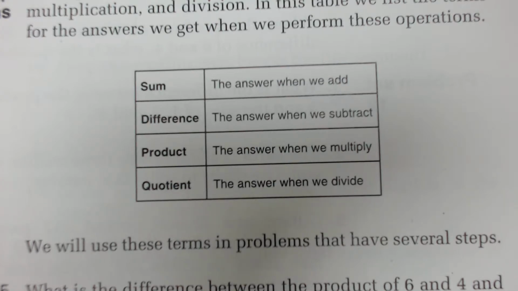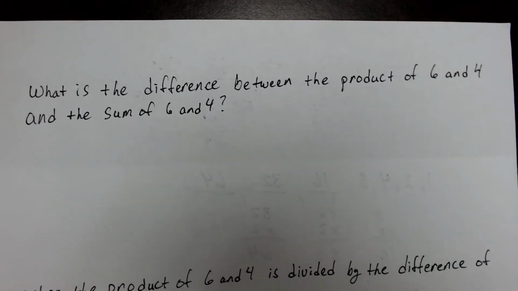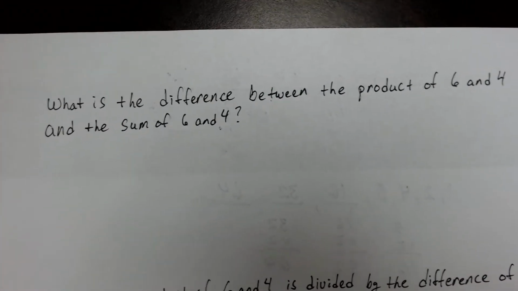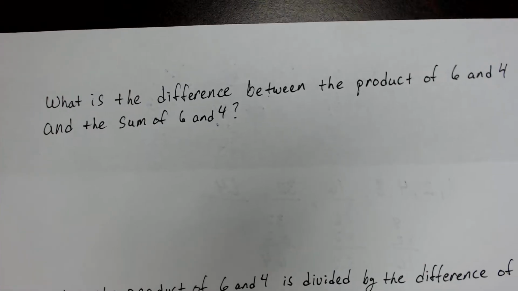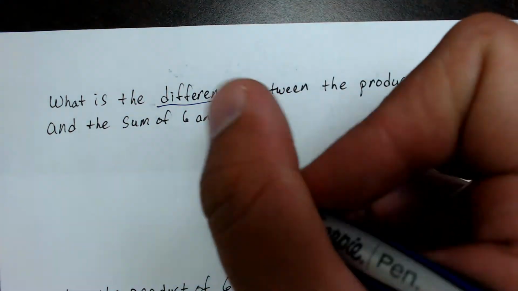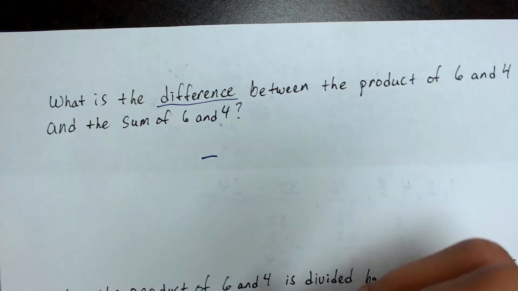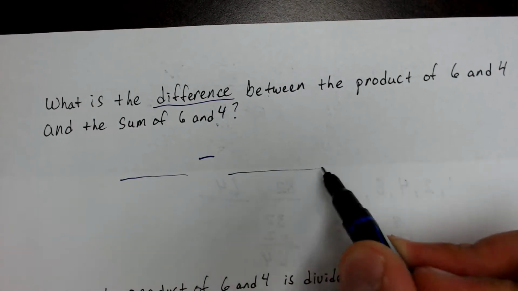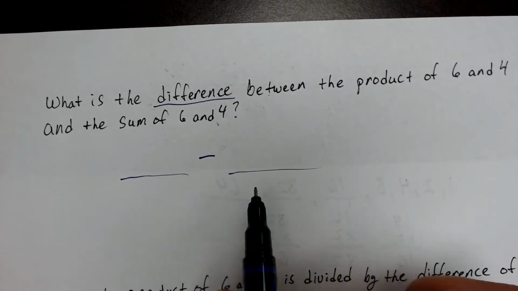So let's go ahead and take that knowledge and examine this sentence here. They want to know what is the difference. So what does difference mean we're going to be doing? Subtracting. So difference means we're going to be subtracting. So I'll take this word difference, and I know I'm going to be subtracting two numbers. I do not know what those numbers are, so I'll go ahead and put some blanks here. Right? So I'm going to be subtracting two numbers.